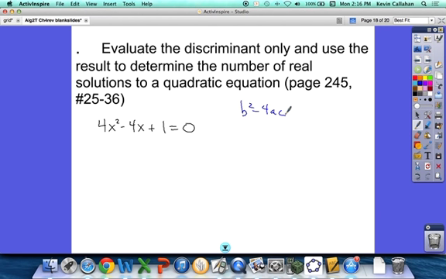So in this problem, when you did it, you had b squared was negative 4 squared minus 4 times 1, which is positive 16 minus 16, which is 0. So the evaluate the discriminant part, that's the answer. The next part is, okay, what do we know about the number of real solutions because the discriminant equals 0?